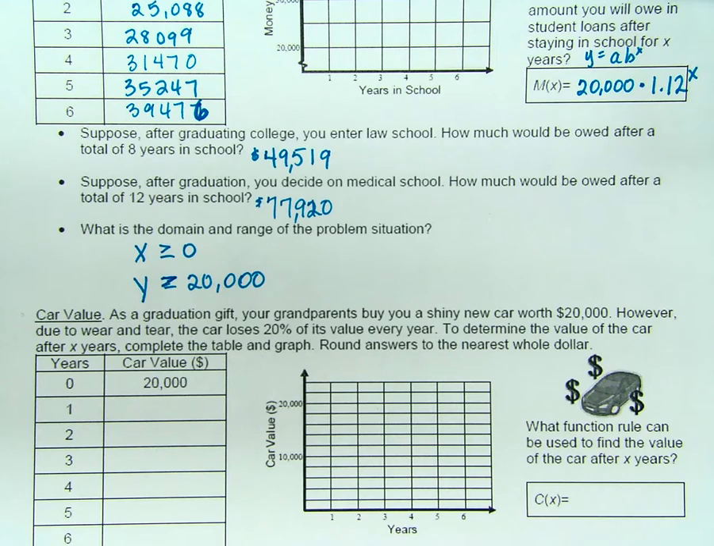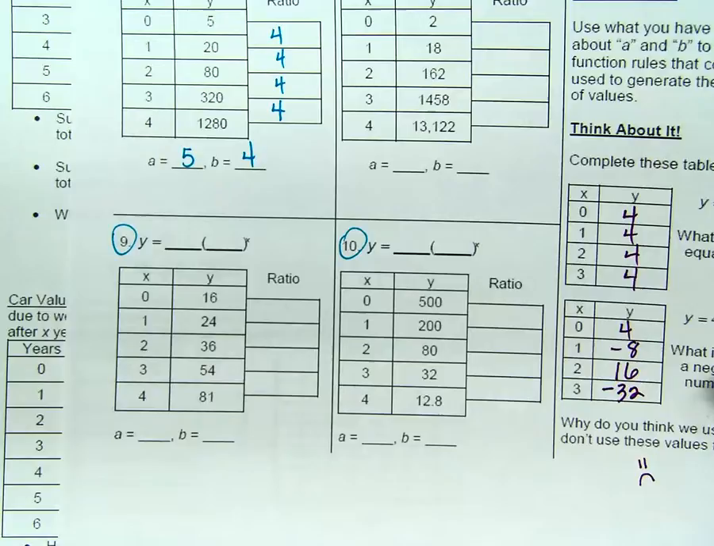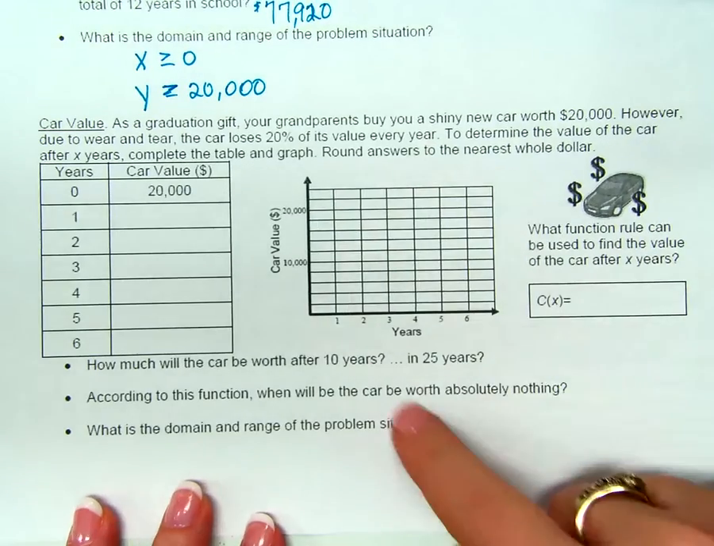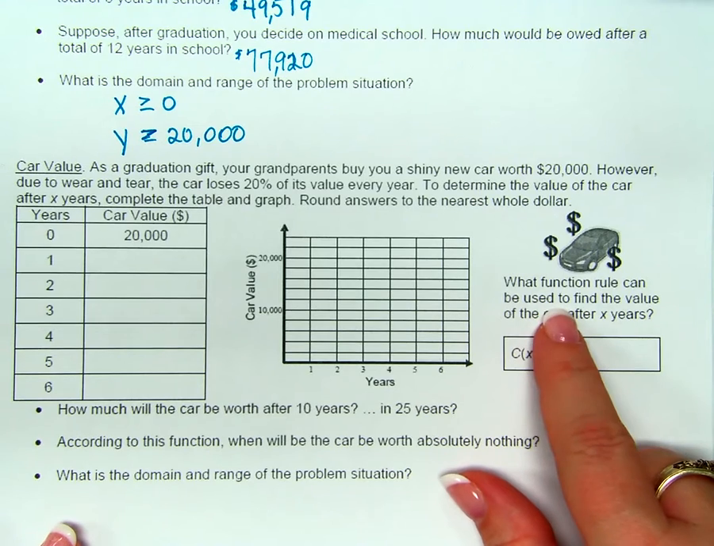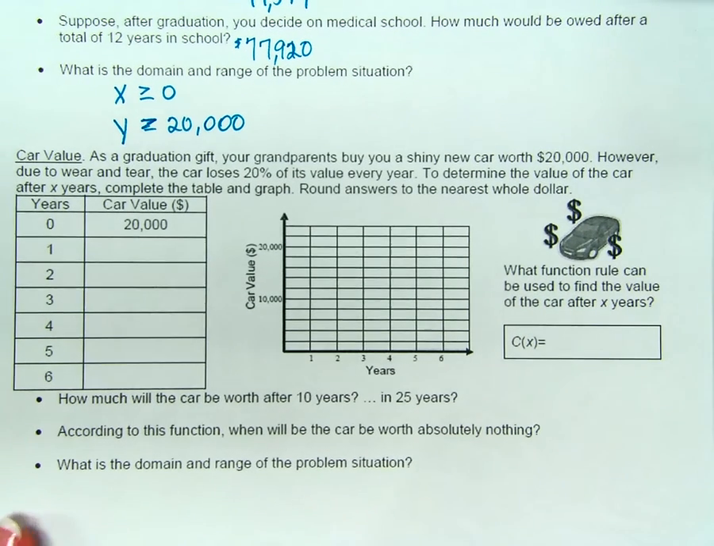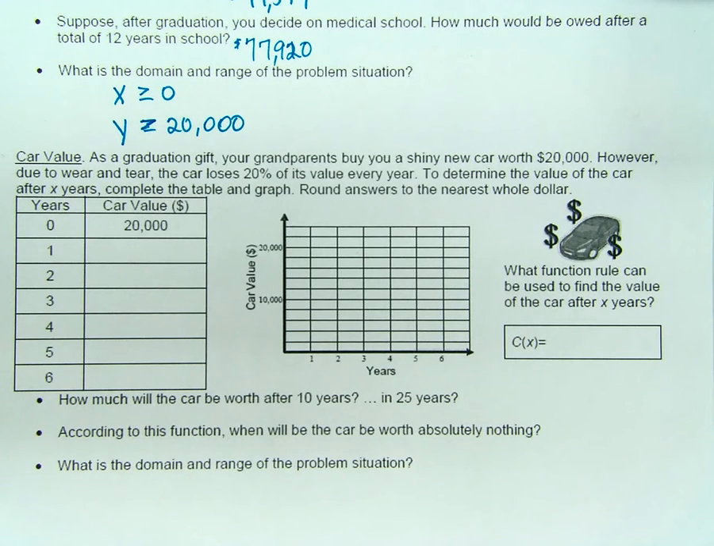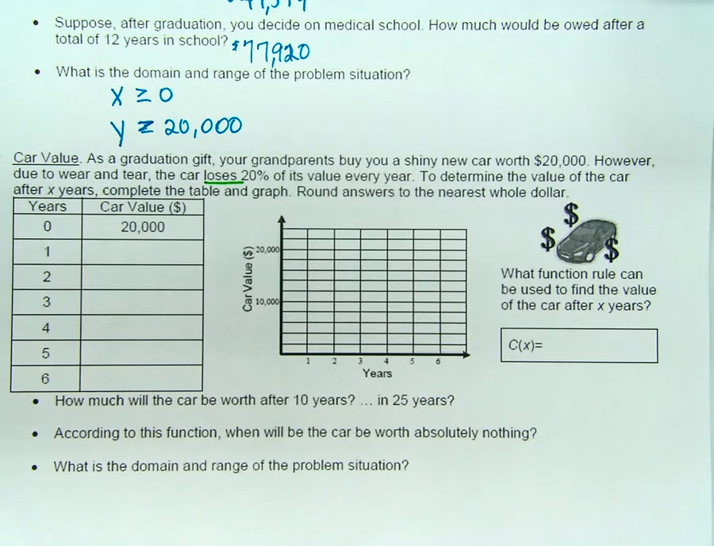Okay? So you have the three problems on this page, 8, 9, and 10 to do, and you have this bottom. While we have just a couple seconds left, let's look really quickly at this equation. As a graduation gift, your grandparents buy you a shiny new car worth $20,000. So that's the same as the one above, right? However, due to wear and tear, the car loses 20% of its value every year. To determine the value of the car after X years, complete the table in the graph.